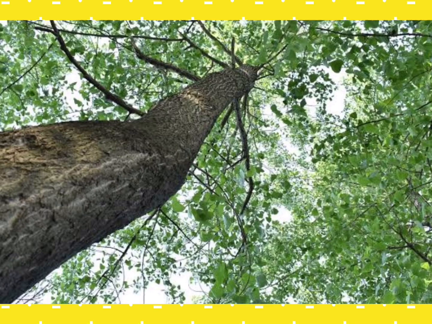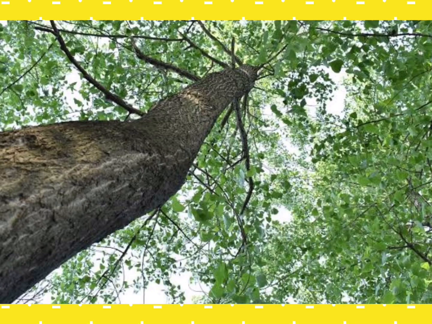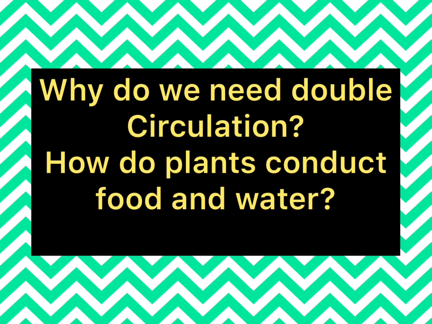It conducts amino acids. With the help of the sieve tubes and companion cells, they conduct food to all the parts of the plant. In this way, transportation occurs in plants. In this video, we studied about circulatory system, transportation in plants and animals.